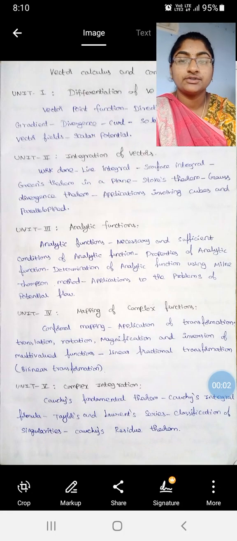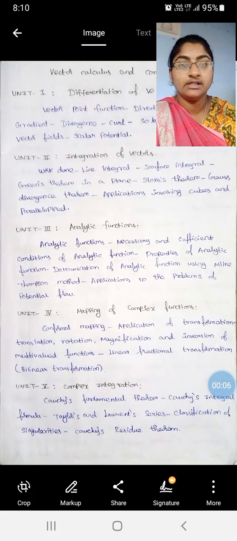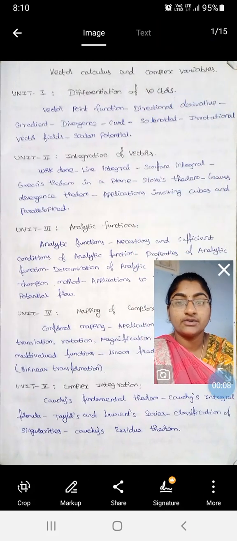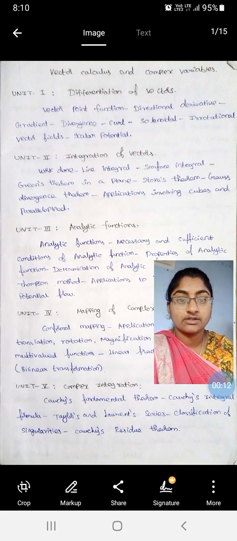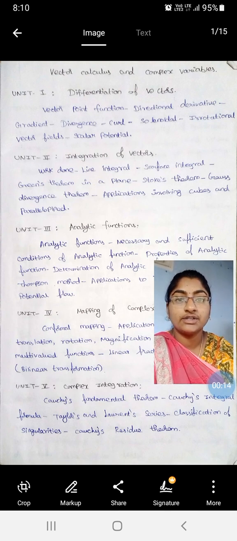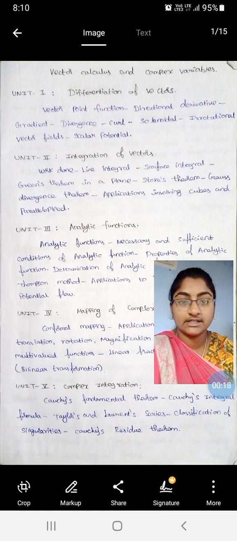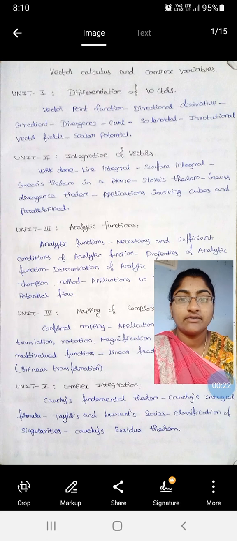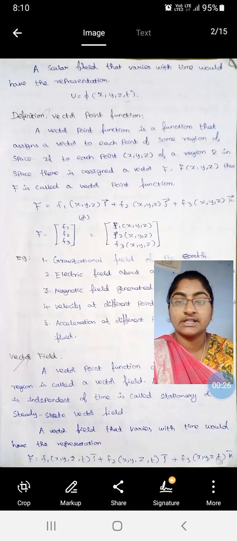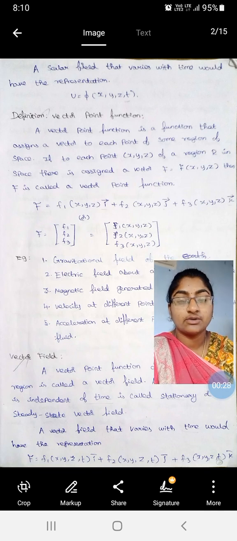Hi everyone. Today we are going to see vector calculus and complex variable. In this we are going to see unit 1 as differentiation of vectors. So in this unit we are going to see vector point function, directional derivative, gradient, divergence, curl, solenoidal, irrotational, vector field and scalar potential. So first we are entering into the topic vector point function.